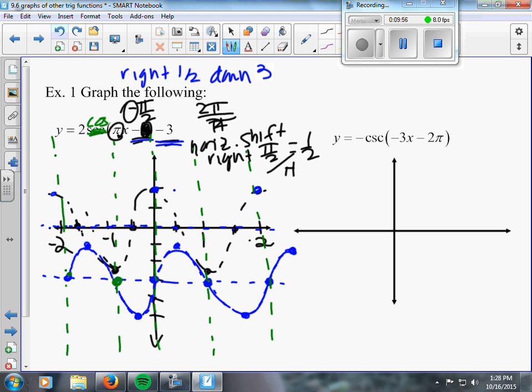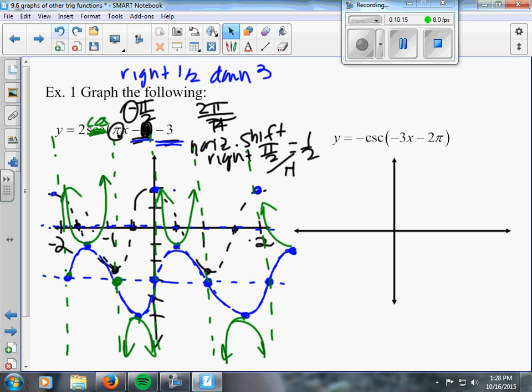And then I put in my weird parabola thingies. And this green graph is the final version. This was a pretty tricky one. This is about as hard as it gets because we had every single kind of shift, plus we had the reciprocal graph. Okay, so here's one more.